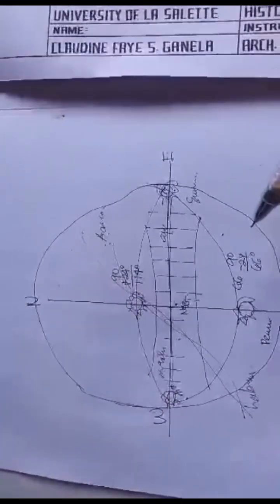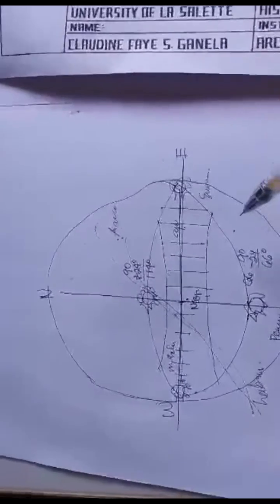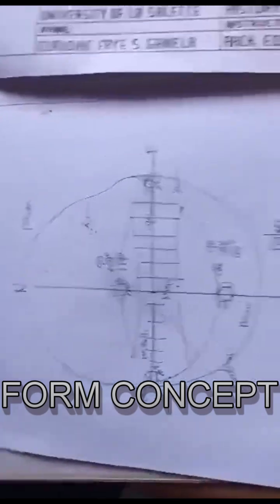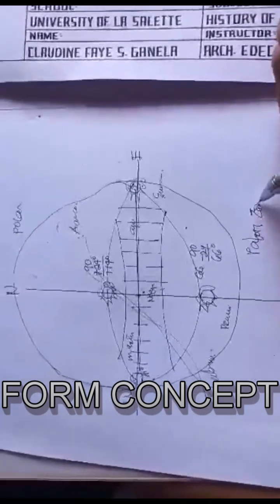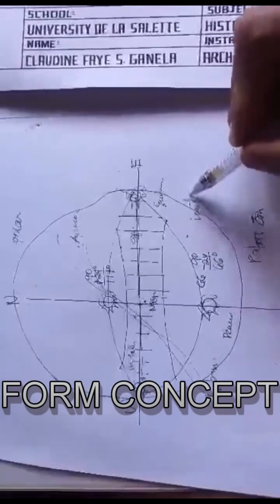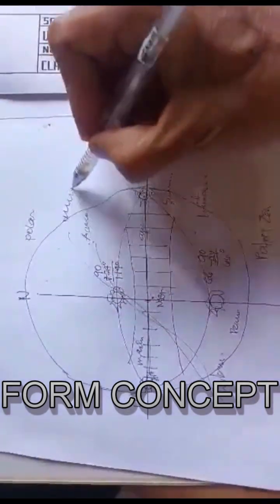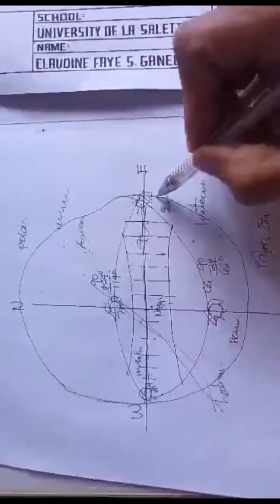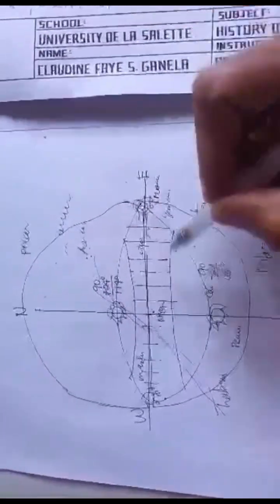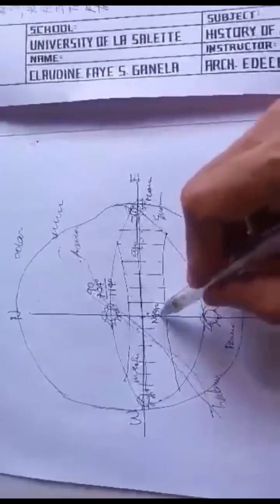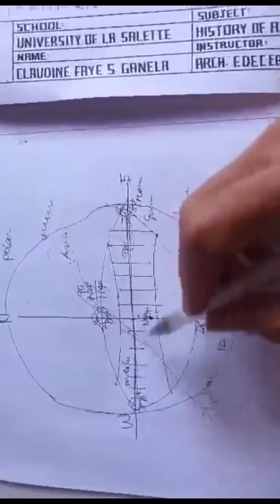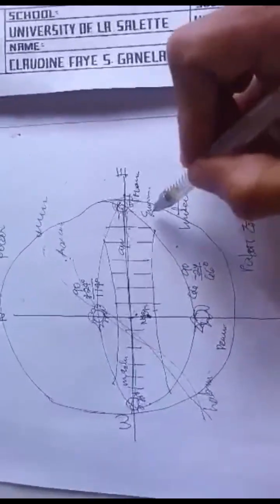The earth is divided into 3 regions. We have the polar zone at the top, and the polar zone at the bottom. And then the intermediate zone here, and at the center, this is the tropical zone. Tropical at the center. So this is the location of the Philippines. So this is the tropical zone.